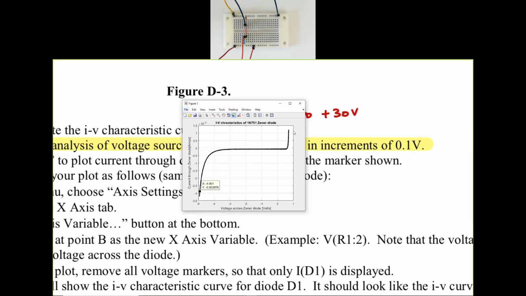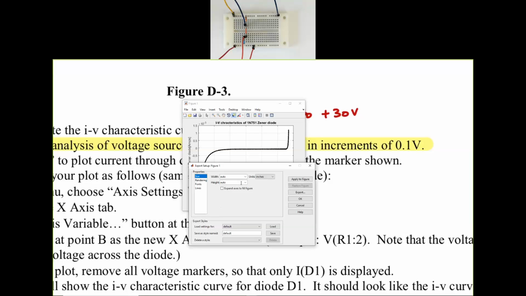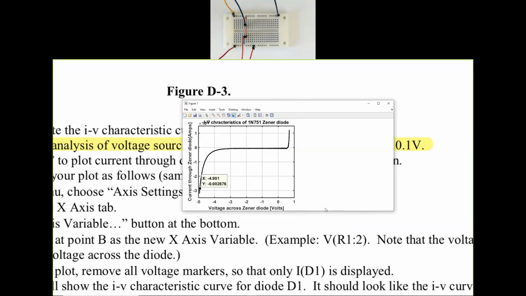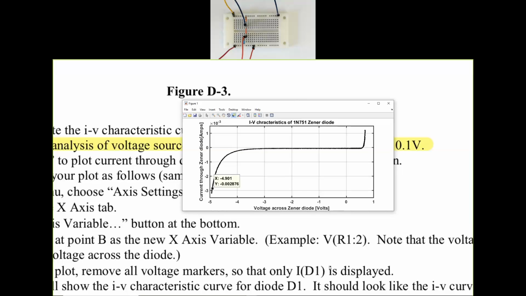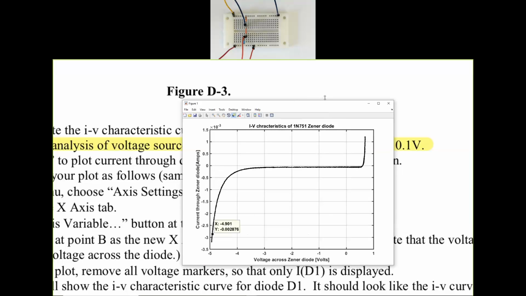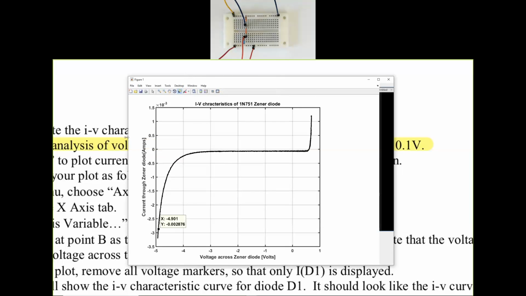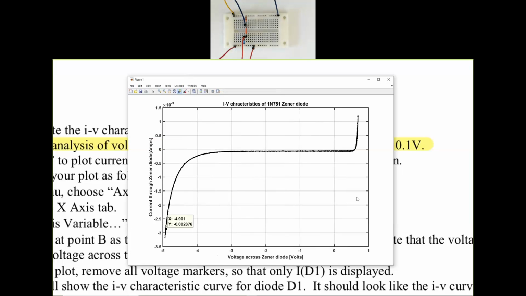If you want to make it look a little bit nicer, I like to do the export setup. I import a style called presentations. I load it and I apply it. I think I already showed this to you. That appears much better to me. So if you are interested in using that, please do. So that's your IV characteristic.